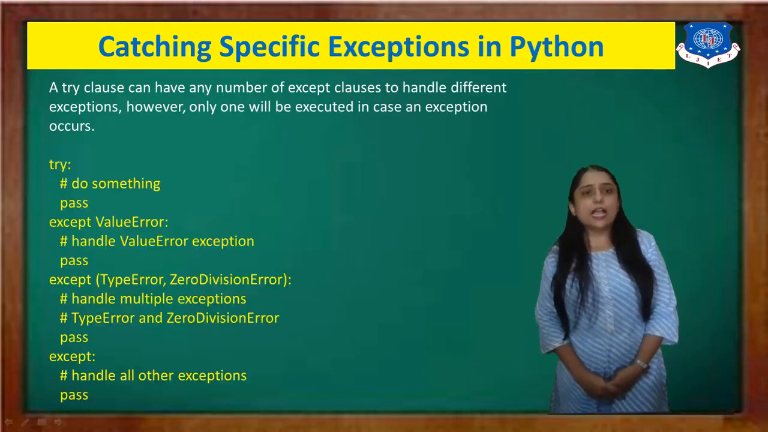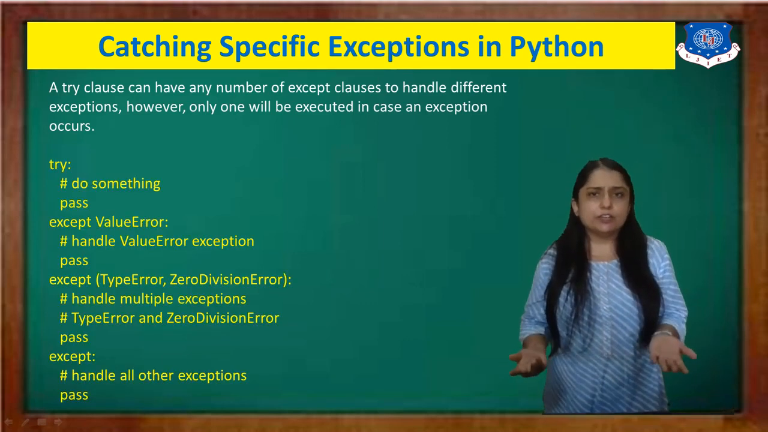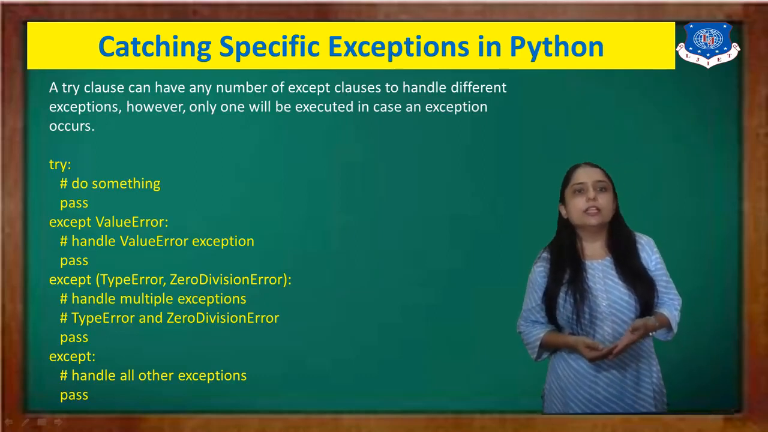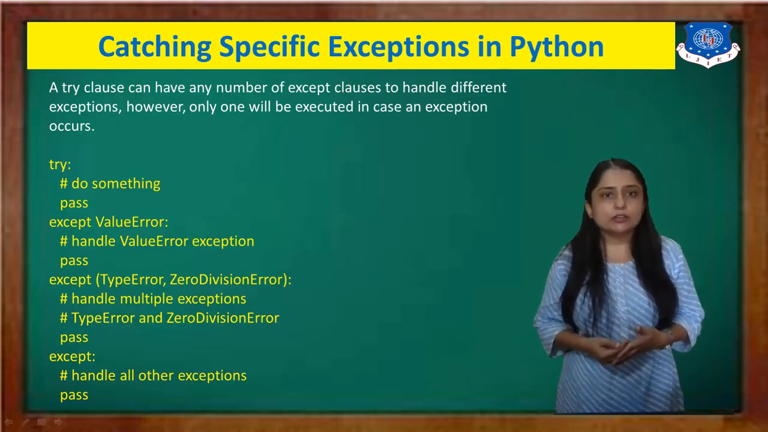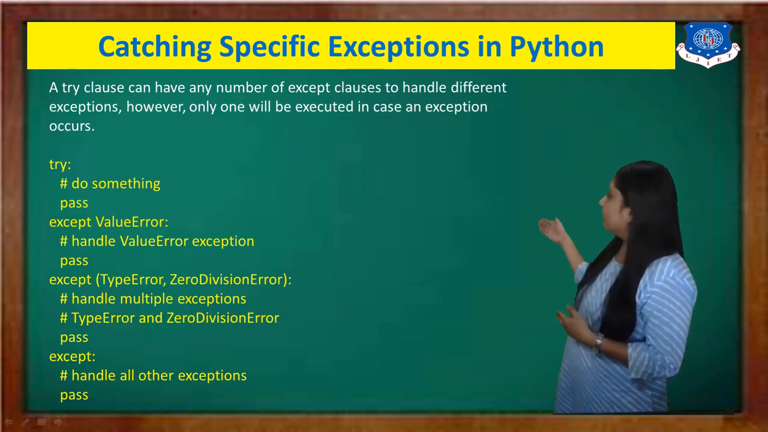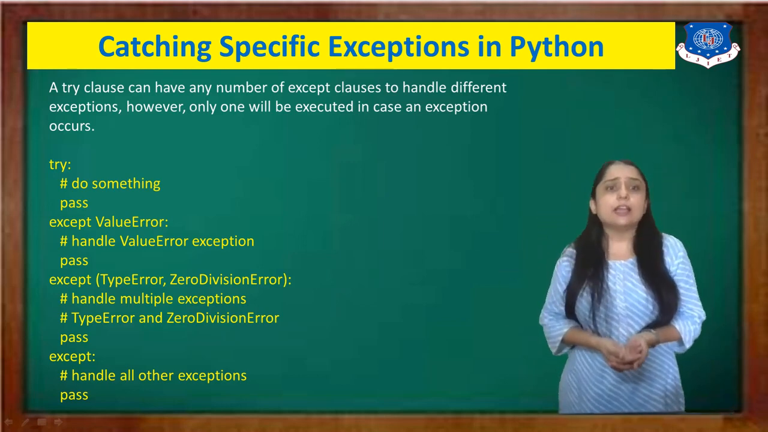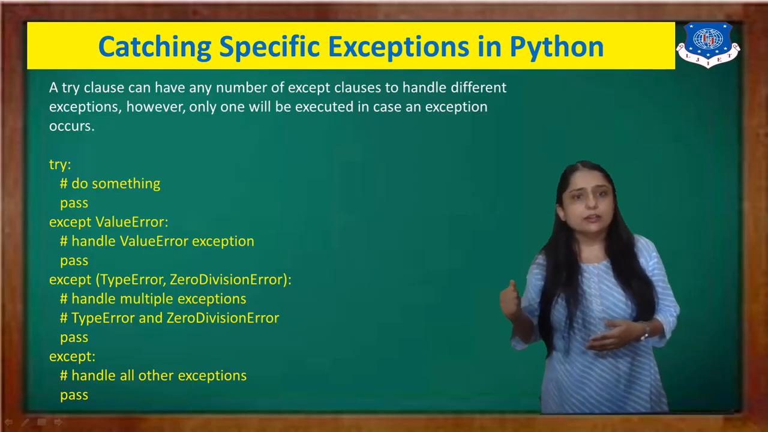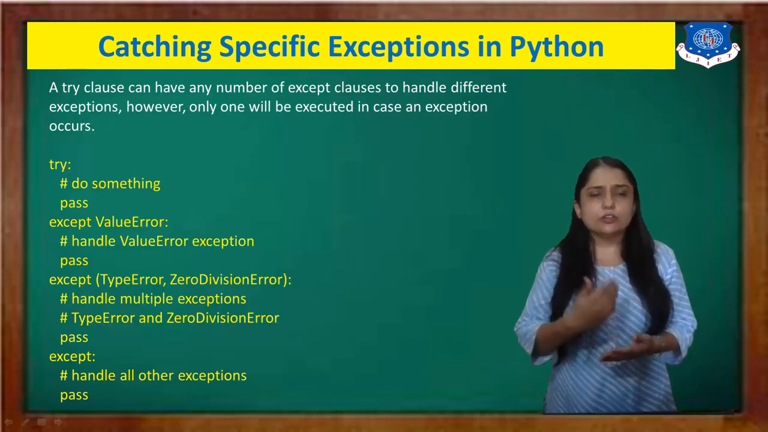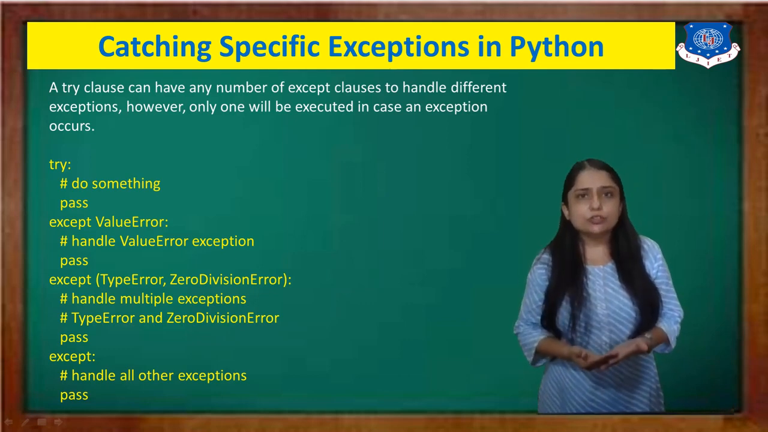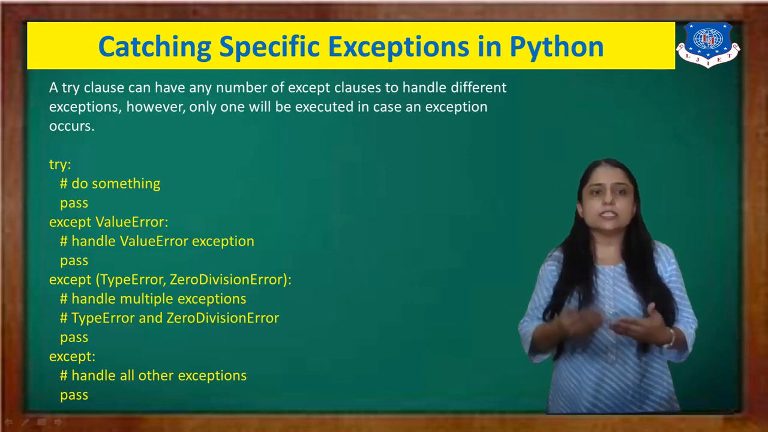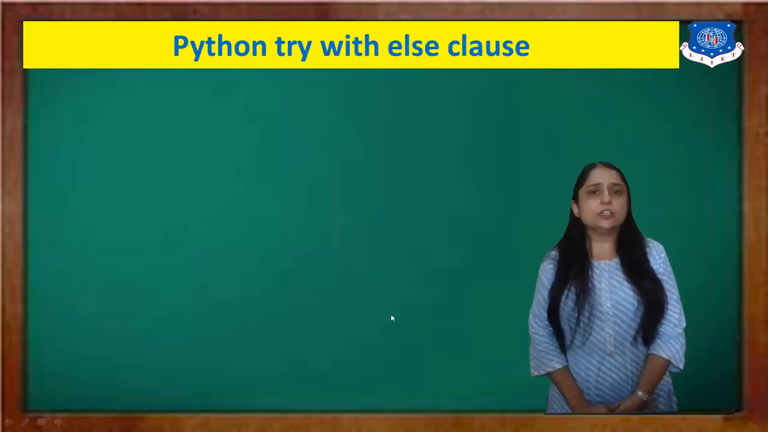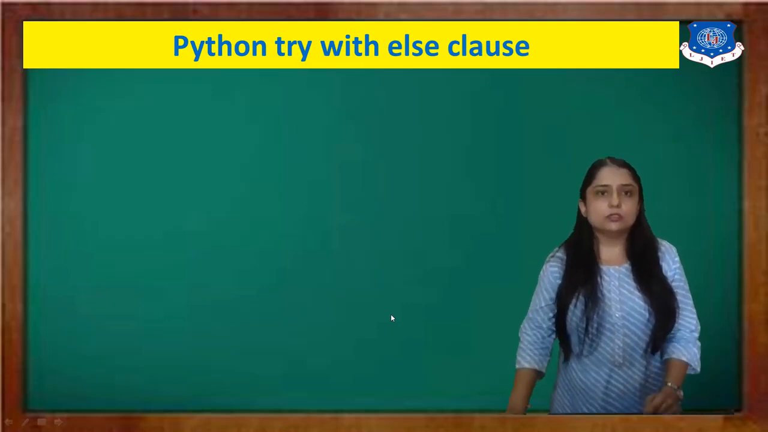right? So here we have a try, where whatever instruction you want to write, we can write in this try. Then we want to pass some value. Then here I specify except value error. How we can handle this value error, you have to write inside this clause. Then if any type error, if any zero division error, then you have to write the expression inside that. And then all other exceptions you can write down like this. So I just want to tell you, you can write multiple except clauses inside one try clause. Now next we will discuss Python try with the else clause.